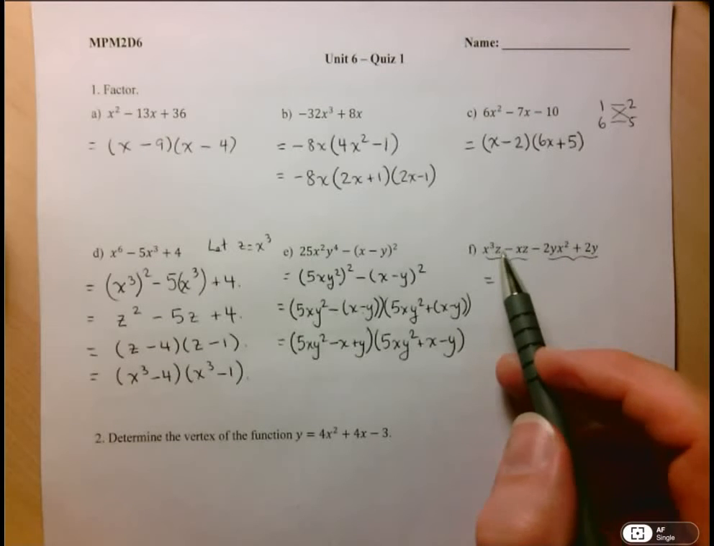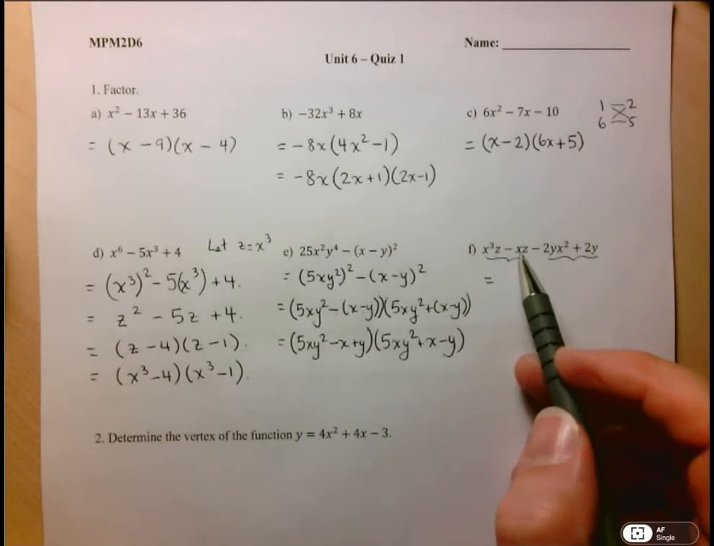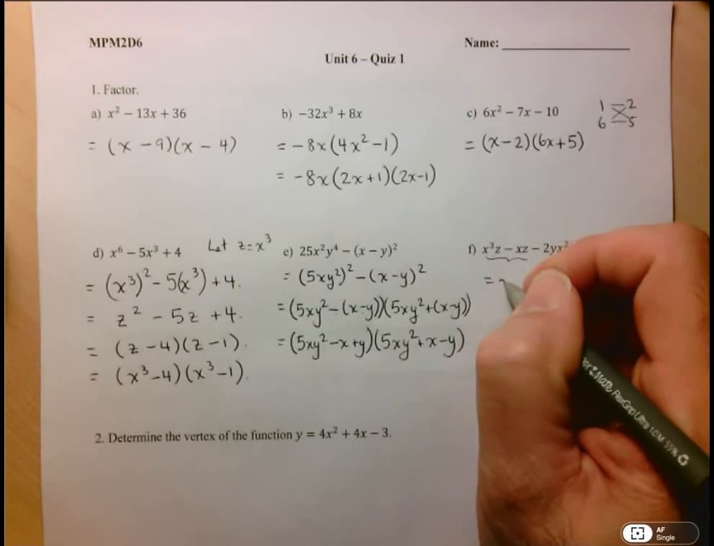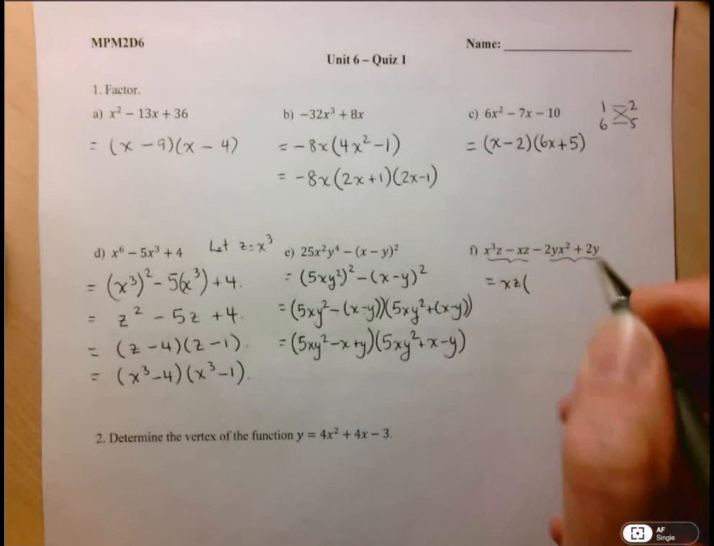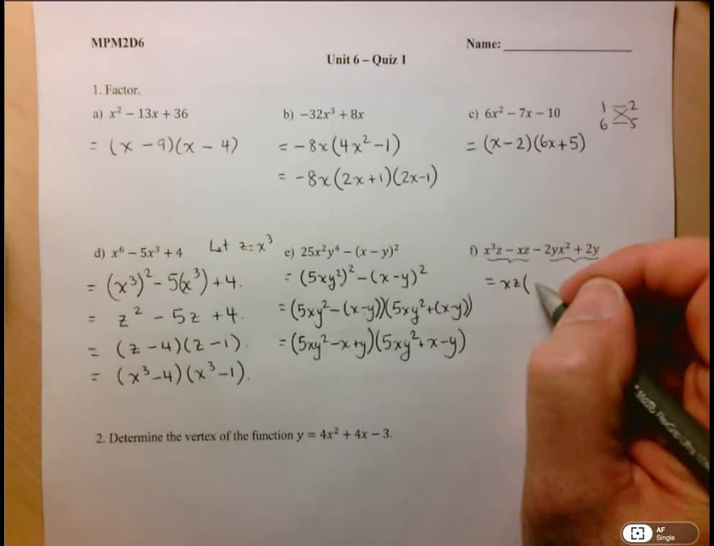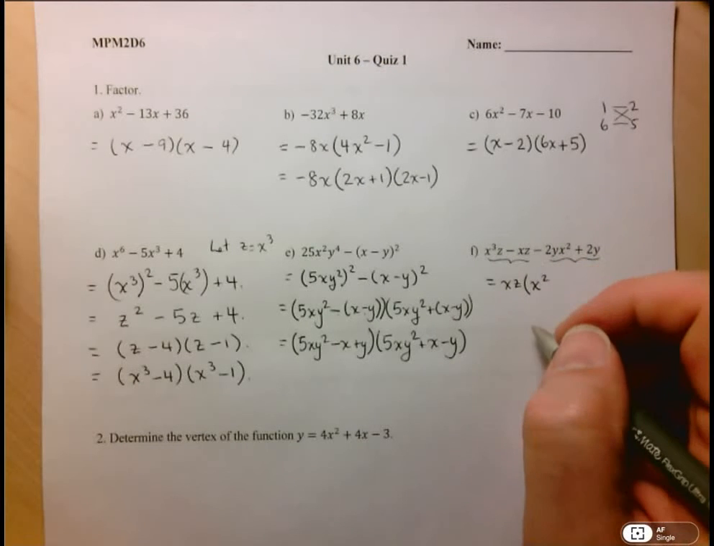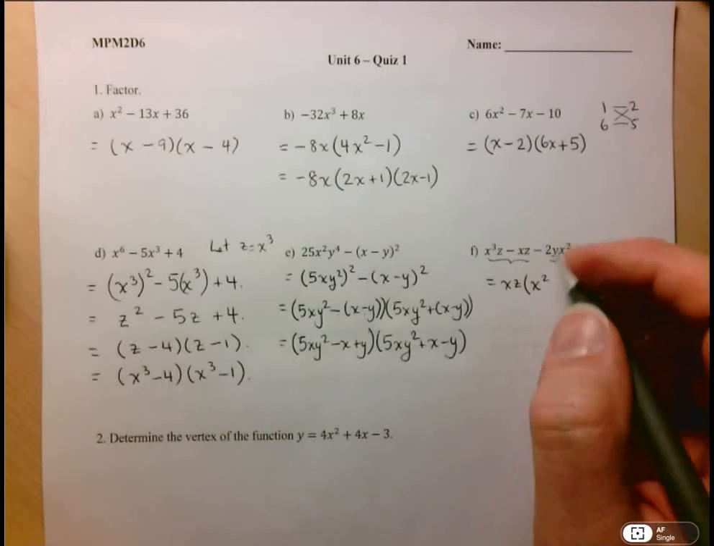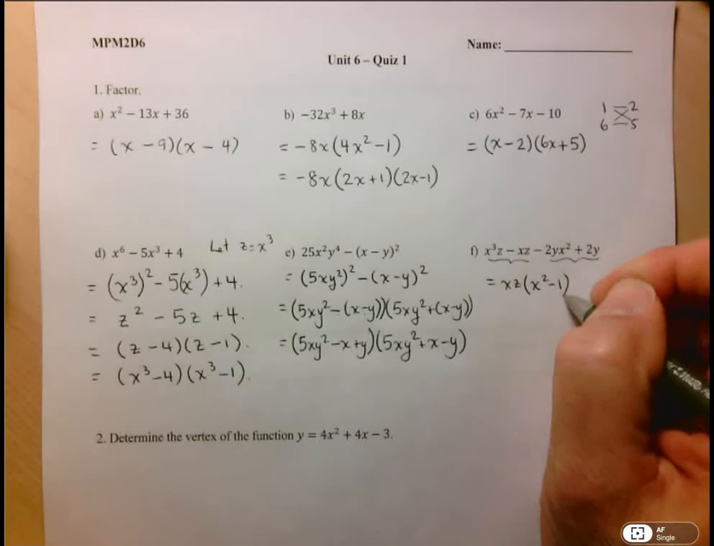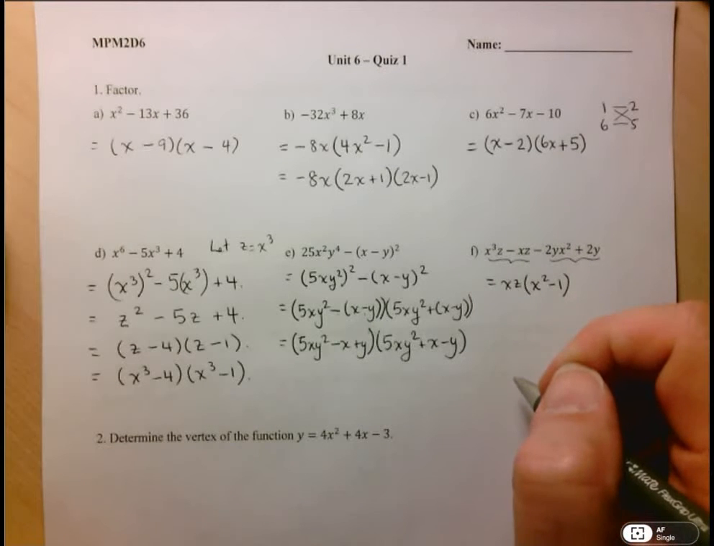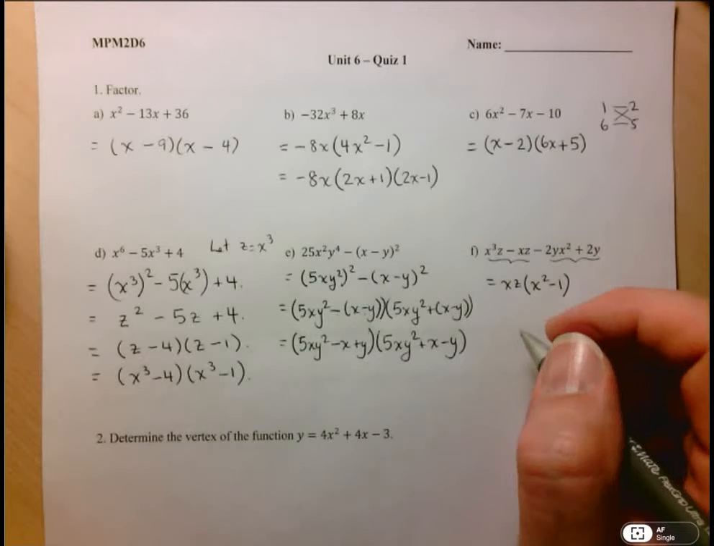So if I look at the first two terms, I see that there's a common factor of x in both and z in both. So the common factor is xz, and here we're left with just x squared in the first term, and it looks like that cancels out, so I'm just left with minus 1 in the second term.